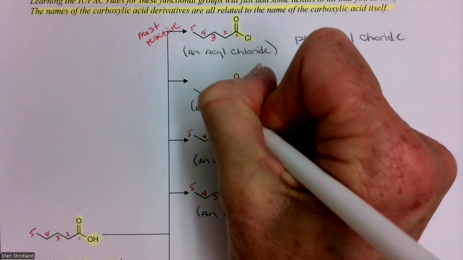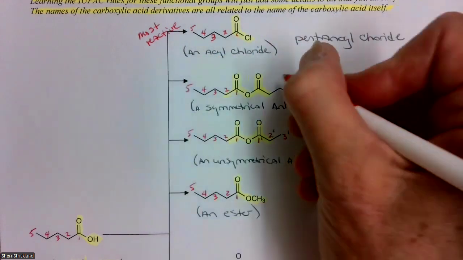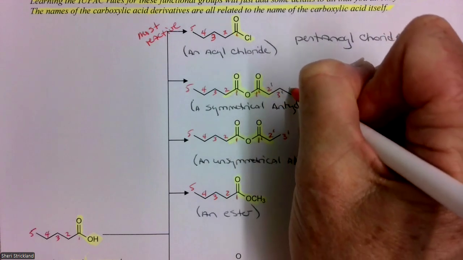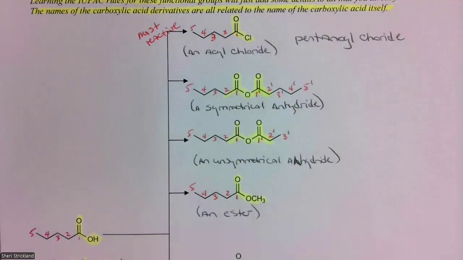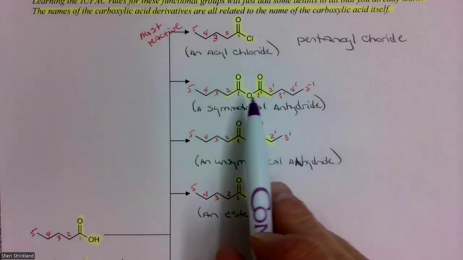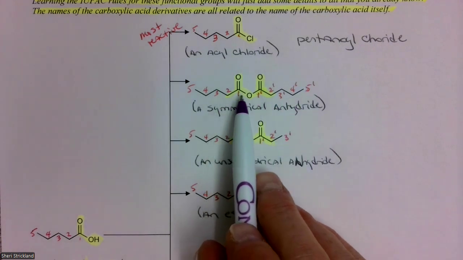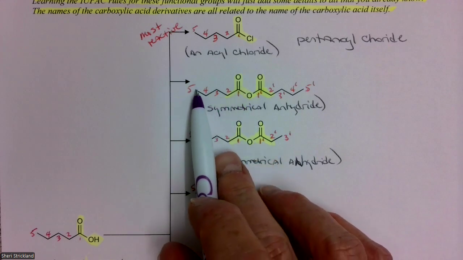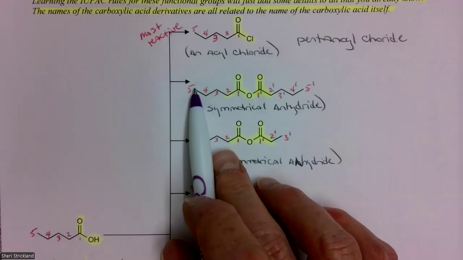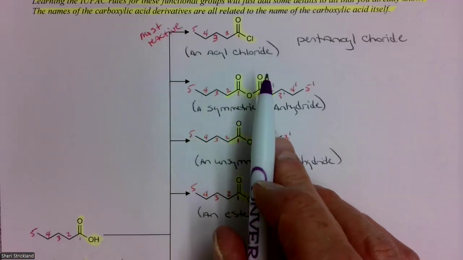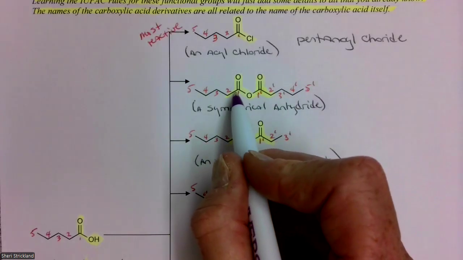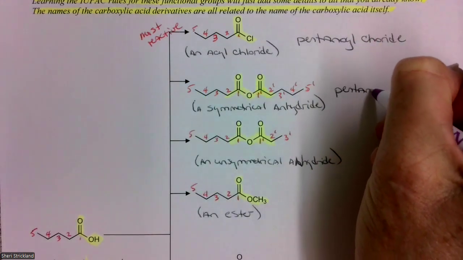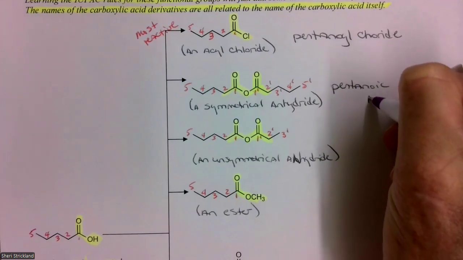1, 2, 3, 4, 5. 1 prime, 2 prime, 3 prime, 4 prime, 5 prime. Okay. So with a symmetrical anhydride, if both of these alkyl groups are the same, then you only have to say the name of this portion one time. And so since we've got 5 carbons here, this is pentanoic anhydride.